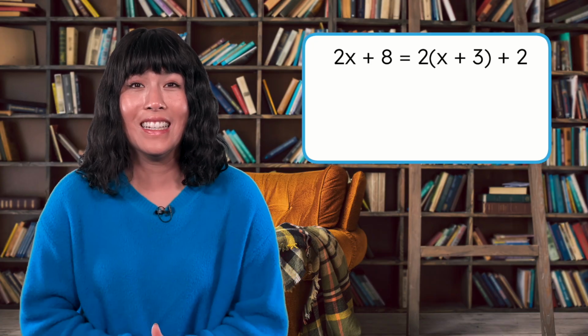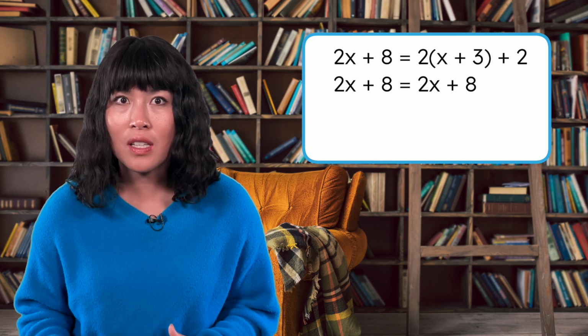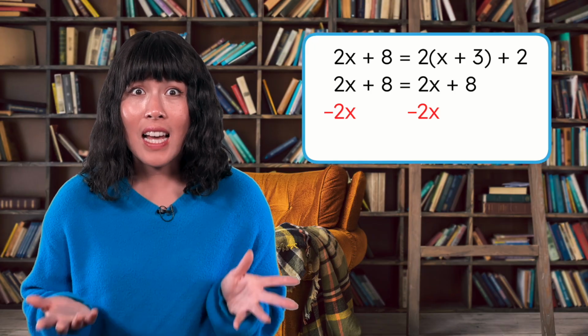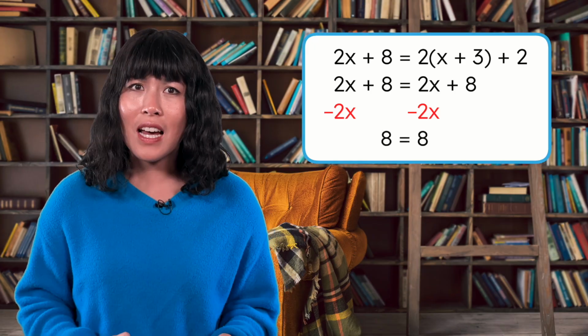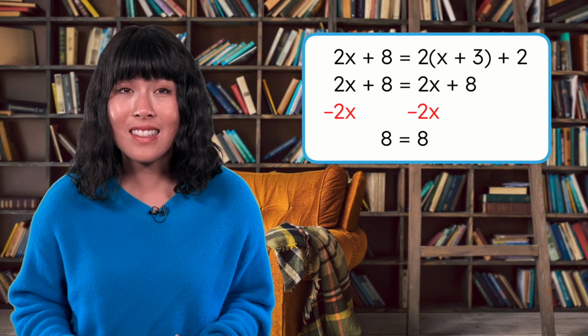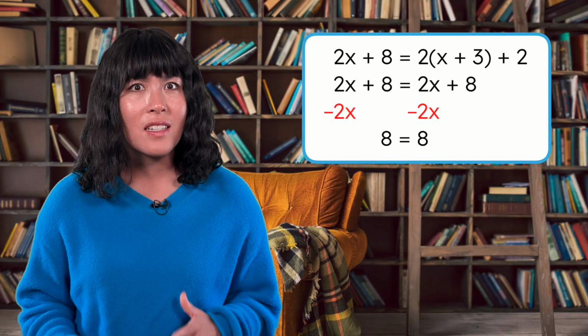Me too! I simplified the right side and got 2x plus 8 equals 2x plus 8. Then I tried to cancel one of these 2x terms, and poof! I end up canceling both variable terms again. At least this time I have an equation that actually makes sense. After all, 8 does in fact equal 8.